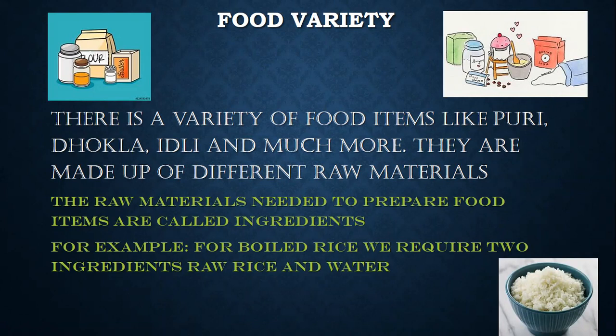Let me take an example. Like your mama has to prepare boiled rice. So what are the ingredients she uses to prepare the boiled rice? Yes, the ingredients are raw rice and water. These two ingredients you require to prepare the boiled rice.